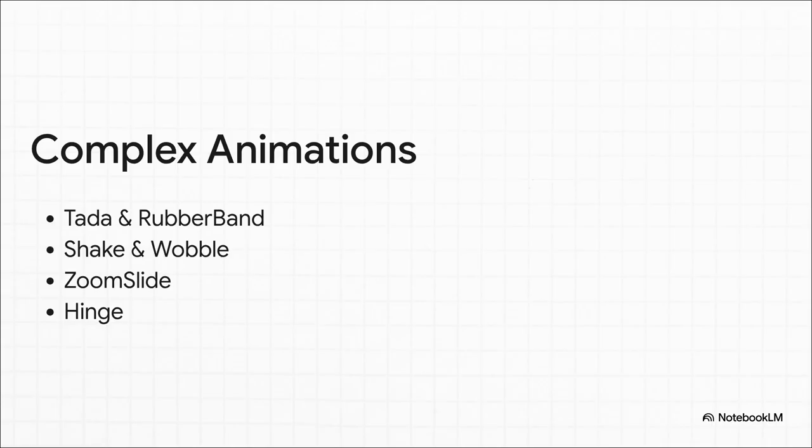With literally a single line of code, you can trigger animations that mimic the incredibly popular Android View Animations library. We're talking about really fun, attention-grabbing effects like ta-da, rubber band, and shake. You can pull off complex view transitions like zoom slide, where a view shrinks and slides out simultaneously, or even 3D effects like accordion and cube swings.